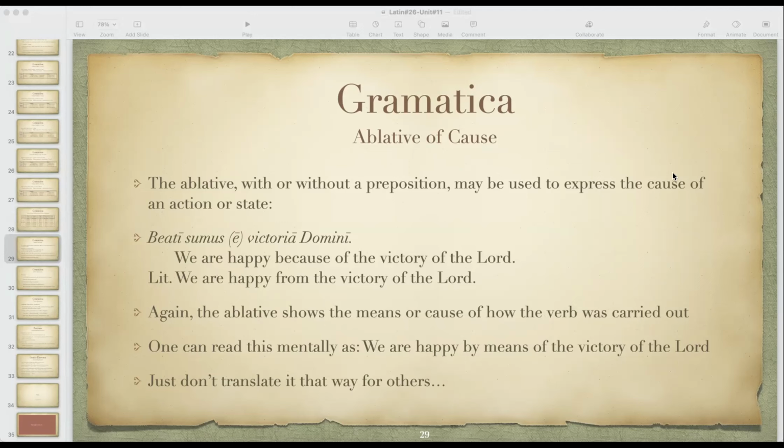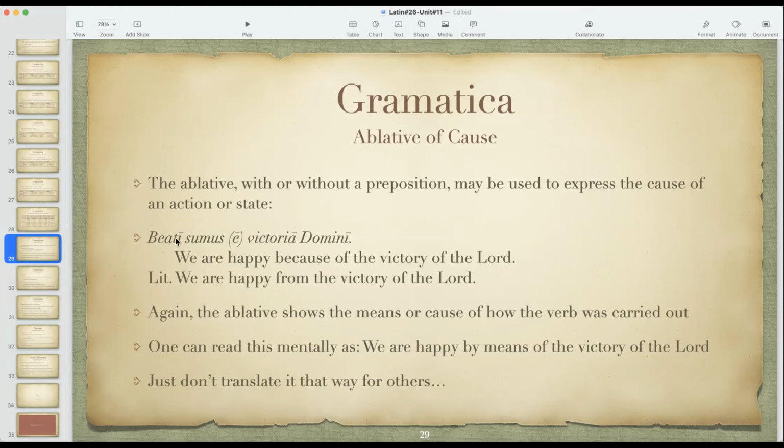It'd be nice if I spelled it right when I typed it in. Grammar. Oh, interesting. I guess actually ablative is not a word. It's ablate or ablation. But anyway, the ablative, with or without a preposition, may be used to express the cause of an action or state.